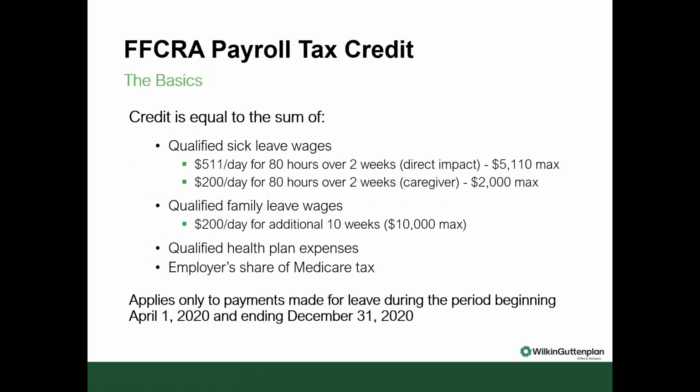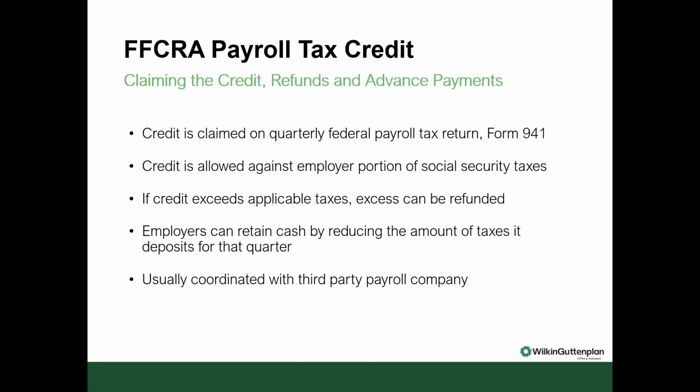The period to which this credit applies is for wage payments that were made starting April 1st through the end of the year. So employers would take those payments, add them all up, and that's the amount of the credit that they would be entitled to. So how do you claim the credit?